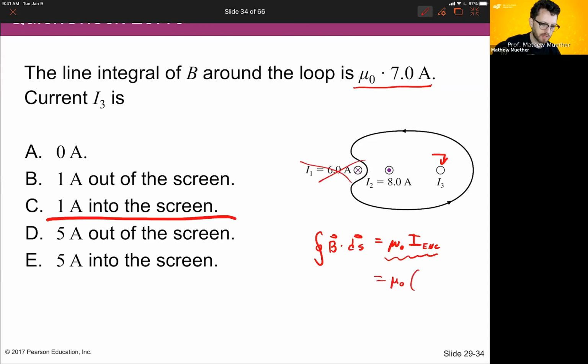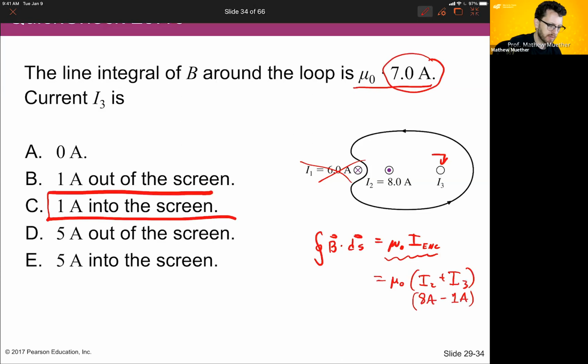So this is going to be mu naught times I2 plus I3. We can see from up here that that sum has to be 7 amps. If I2 is equal to 8 amps, then that means I3 has to be a negative 1 amp. Okay. So that means it has to be 1 amp pointing in the opposite direction of I2, so it has to be 1 amp into the screen.